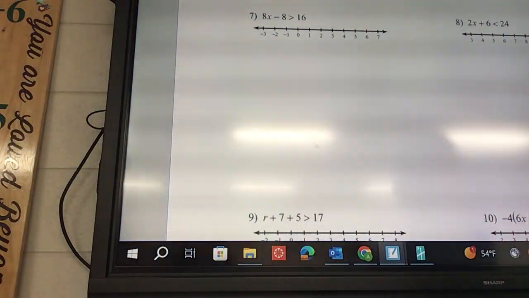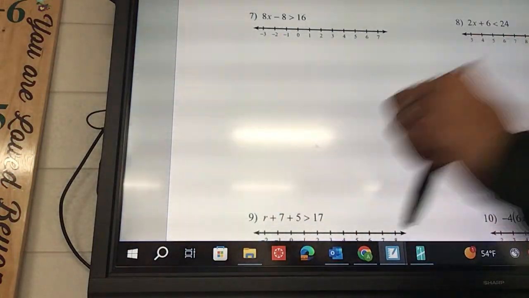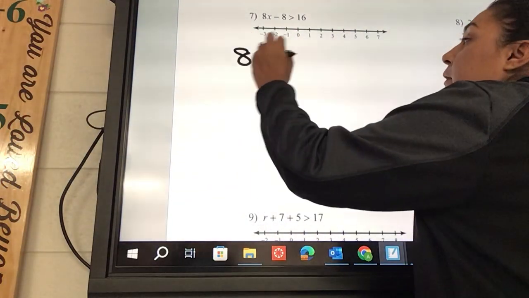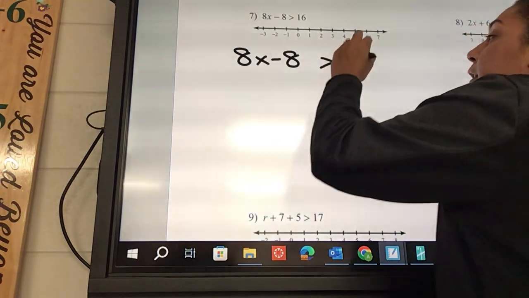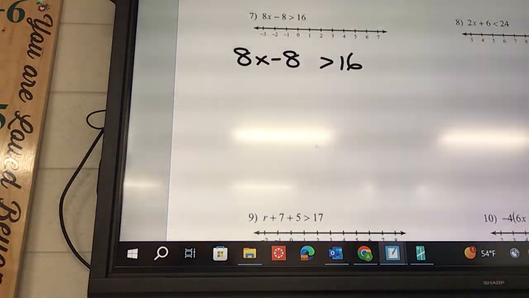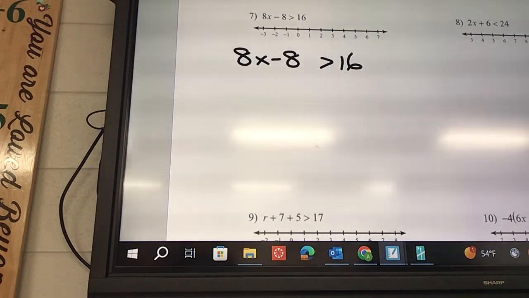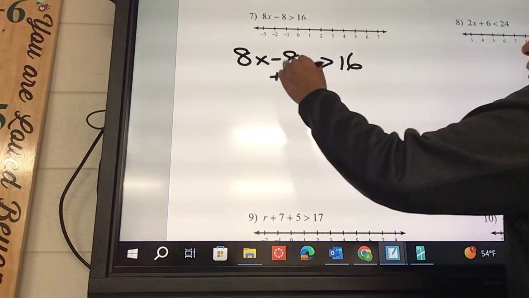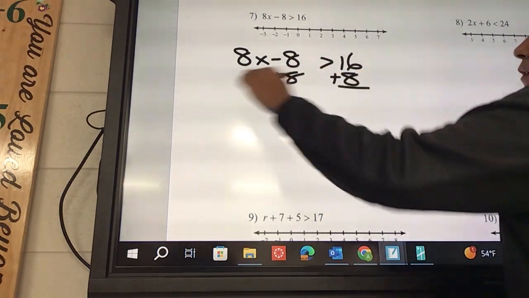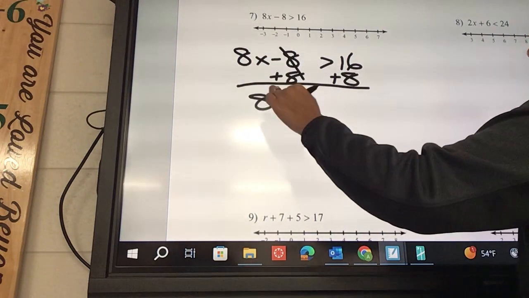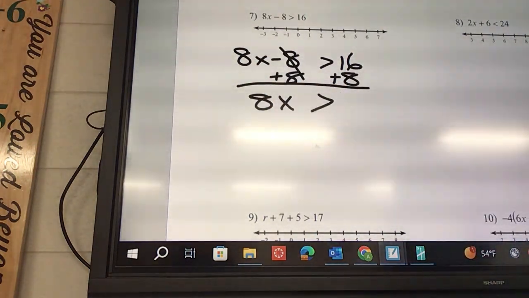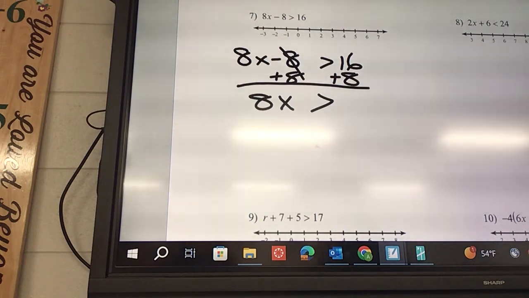Number 7. Okay, who's the third wheel? Okay, be more specific, because there's 2 8s, right? Which one? The negative 8. Okay, so how do I move a minus 8? Plus 8 on both sides. So we're going to say plus 8, plus 8. Okay, what is 16 plus 8? 24?